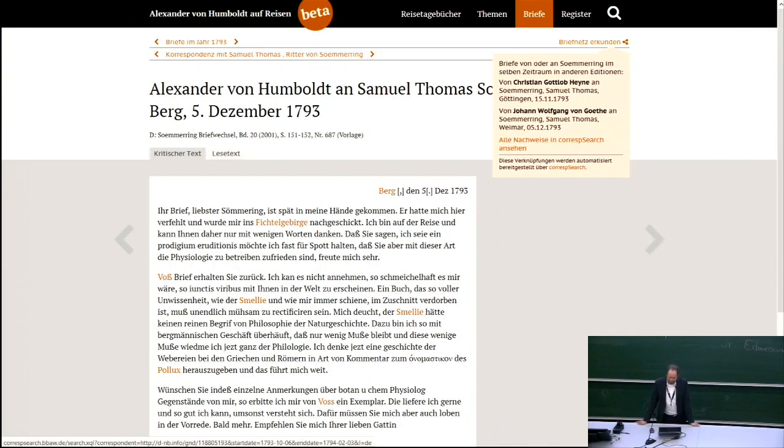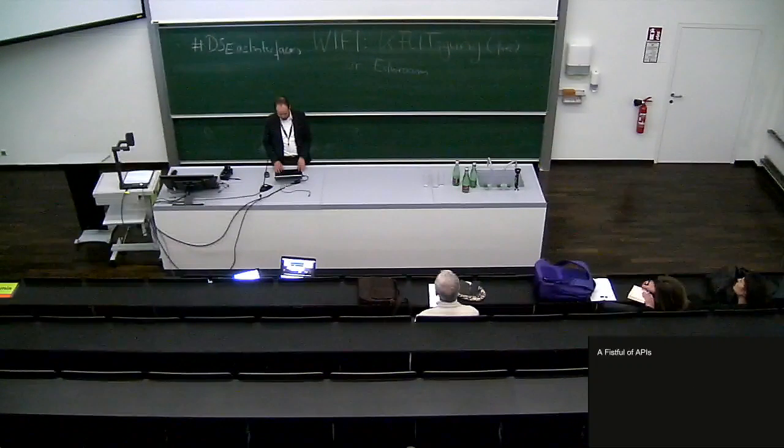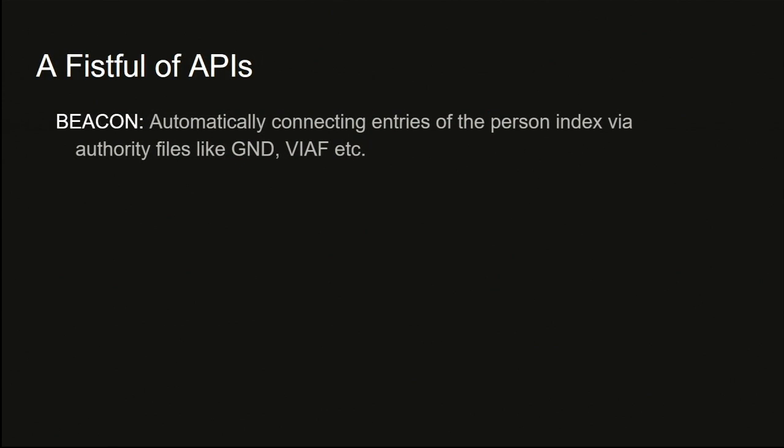As you can see, this feature is realized by CorsSearch, which was already mentioned today. And this is the point where I come from the graphical user interface to the application programming interface. And what possibilities of APIs do we have? Firstly, we have a Beacon, that's just a simple text file with GND identifiers, VIAF identifiers, which is very common in Germany, and which are good for automatically connecting entries of the person indexes via authority files.